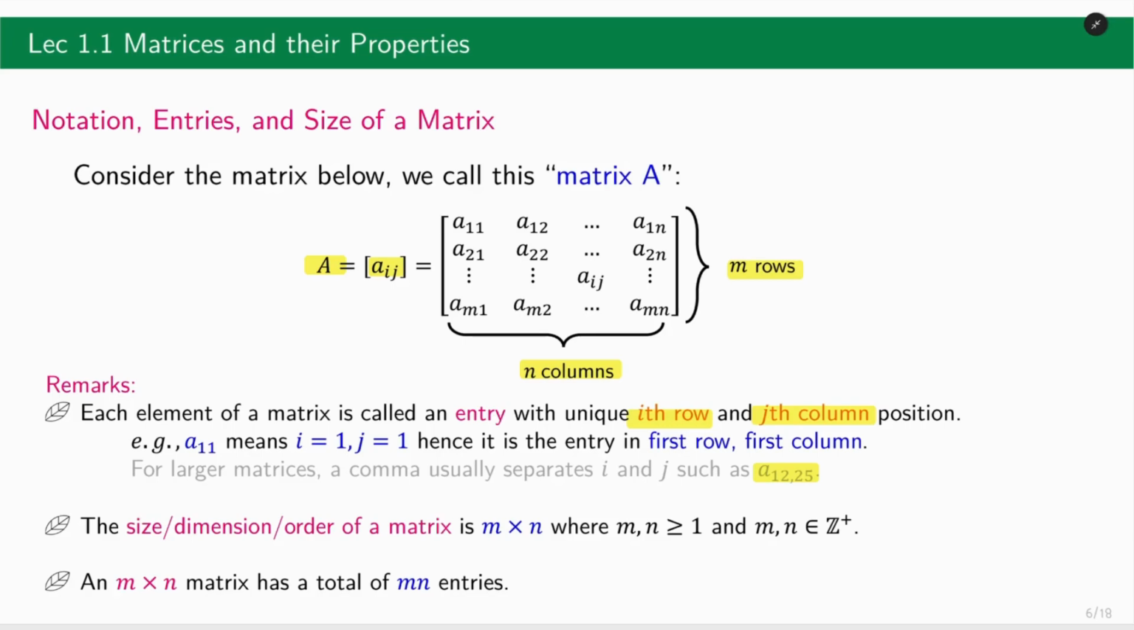Second remark. The size, dimension, or order of a matrix is m by n, where m and n are greater than or equal to 1, and both are positive integers. An m by n matrix has a total of m times n entries.